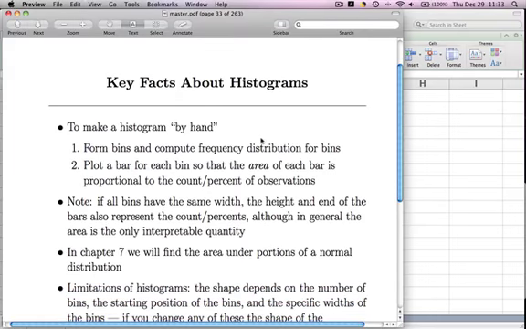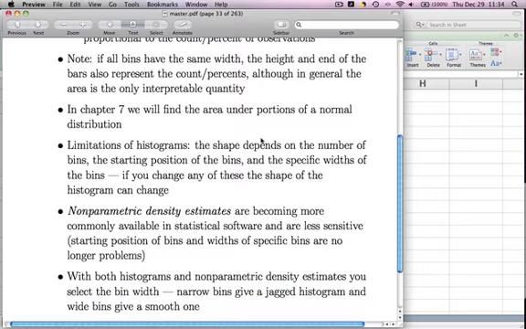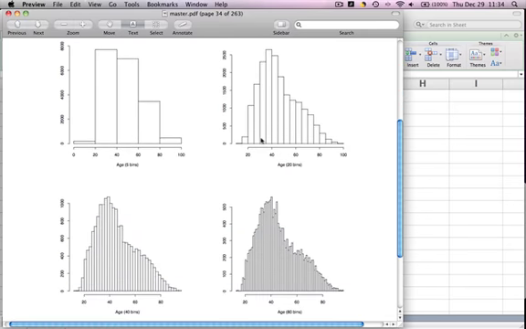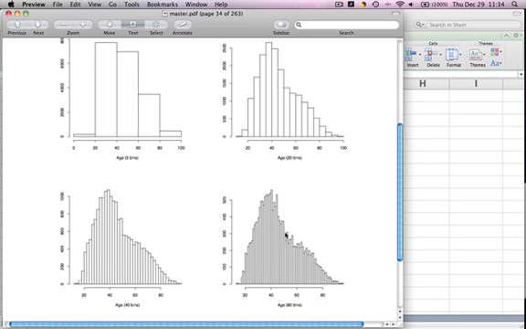So here are the steps of making a histogram by hand. I don't really expect you to be able to make one by hand. Just use SPSS. How many bins do you need? Well, if you look at the bottom, you're going to see a very jagged histogram. This is where you have one bar for every unique value, and it's quite jagged. And this is not a very good histogram.